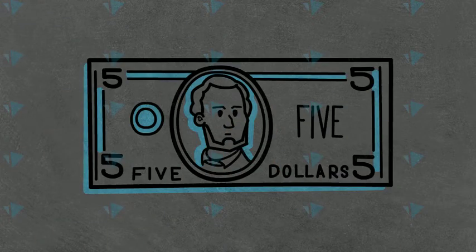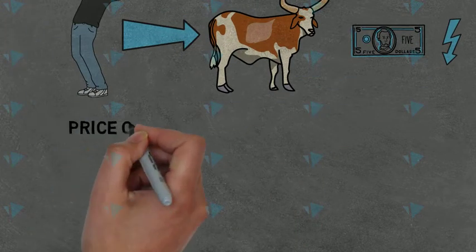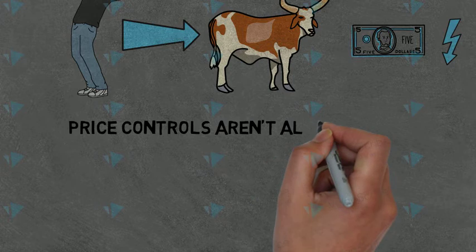This might sound good, but he loses most of his money in the process as his farm goes under. No one wants to be Rupert. Price controls are not always good.